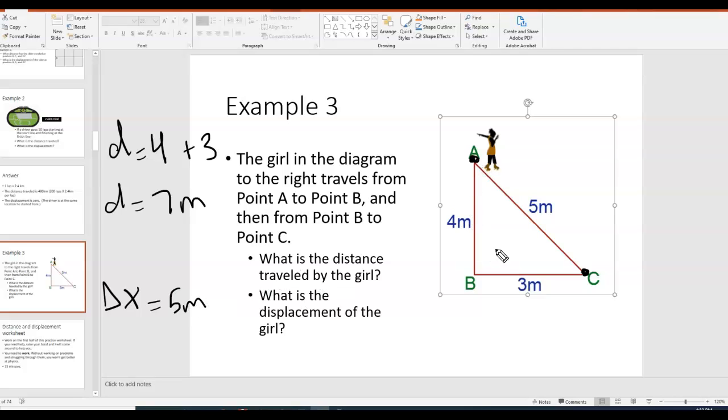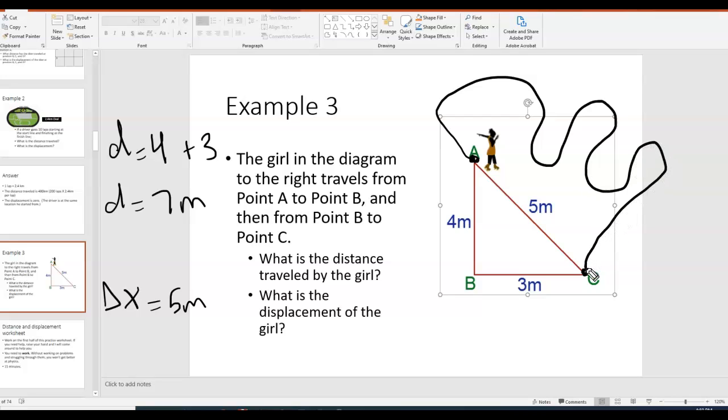Now, what if instead of going in a triangle, what if she had done this? What if she went up and over and did a crazy zigzag like this, and then ended up at point C? Now, her distance would be way, way bigger because she's traveled farther, but her displacement would still be 5 meters. Okay, remember, for displacement, all you care about is the start point and the end point, and nothing else in between matters. Okay, so that is our first video talking about distance and displacement.